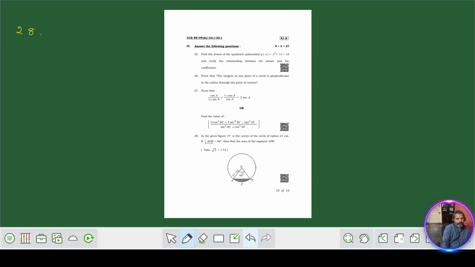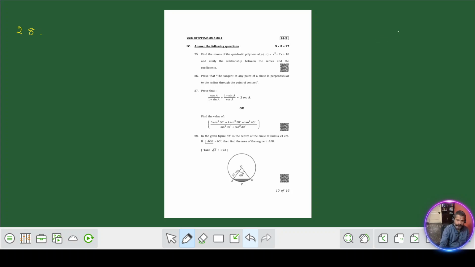In the given figure, O is the center, radius is 21, angle AOB is 60 degrees. Find the area of this segment. Please pay attention, not the area of this sector. They have asked the area of this segment, which is a 3 marks question and a very important question.